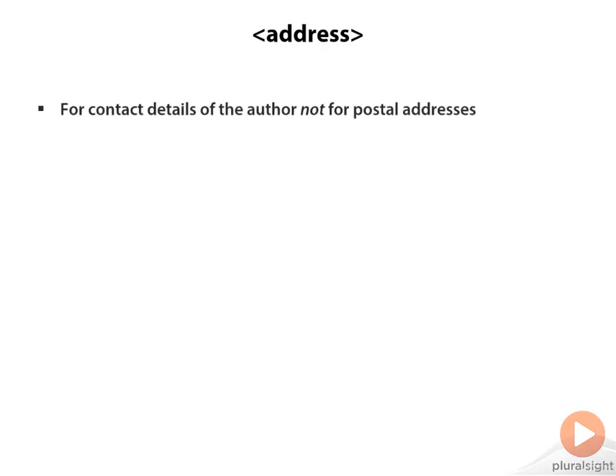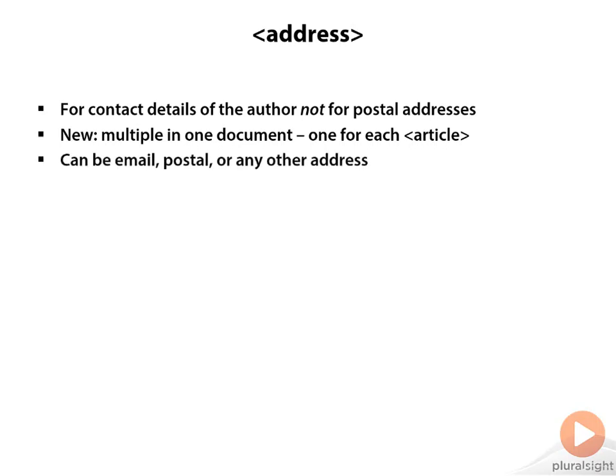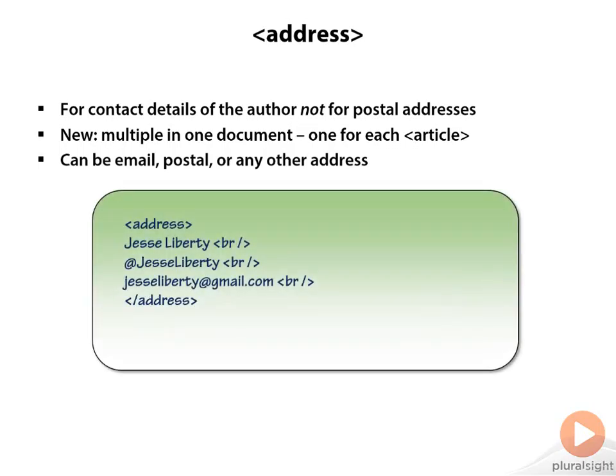The address tag should be used for contact details of the author and not for general postal addresses. You can now have more than one address tag in a document, typically one for each article. And the address tag can consist of any kind of address at all, email, postal, or anything else. So an address tag markup might look something like this.